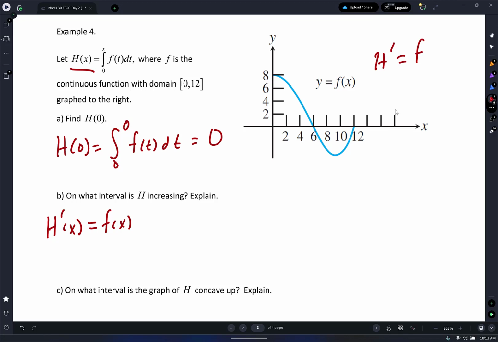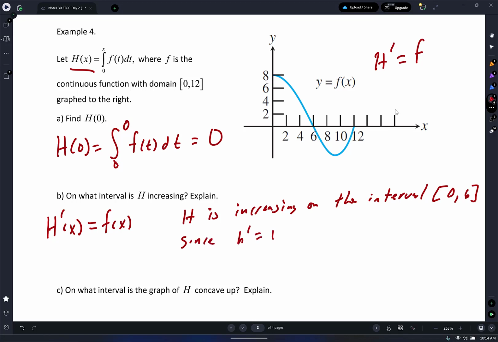So where is h increasing? From what to what? From 0 all the way to 6. H is increasing on the interval bracket 0 comma 6, since h prime, which equals f, is positive on, you can put a bracket on 0 because it is positive right at 0, but at 6 put a parenthesis.